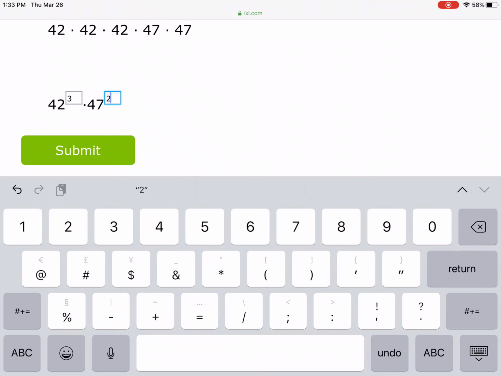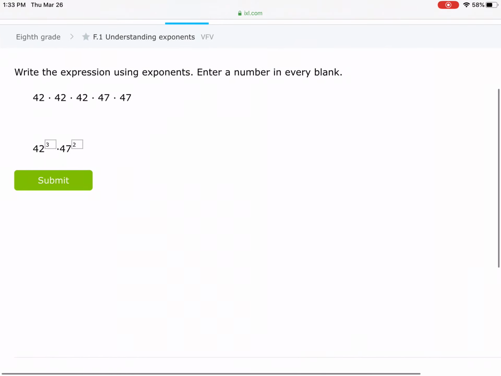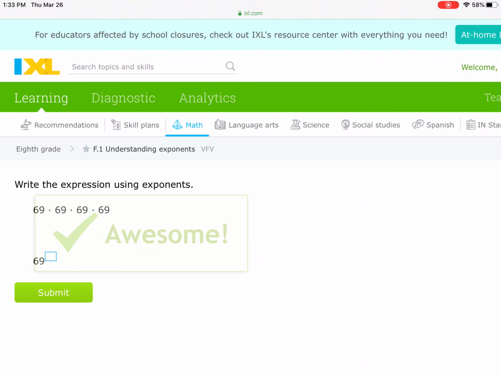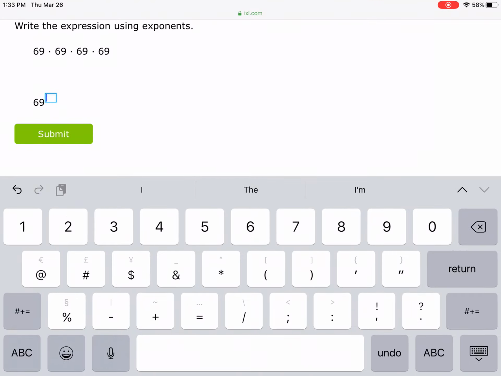There are 2. Again, the exponent that you're putting is how many numbers are there that are the same. So 42 times 42 times 42, it can be written 42 to the third. And 47, there's 2 of those, so it can be written as 47 to the second. Again, we'll click submit. For this one here, we've got all 69. So 69 times 69 times 69 times 69, there's 4 of them. The exponent we need to write is 4.